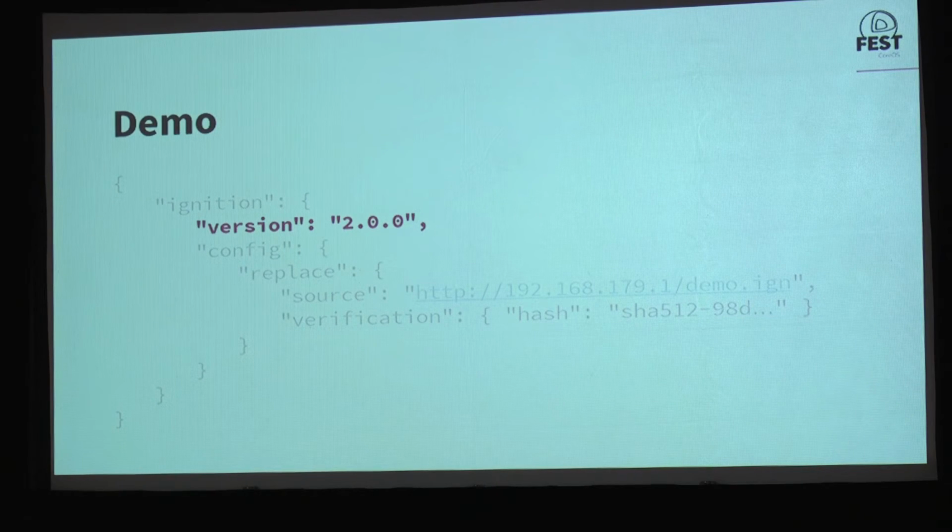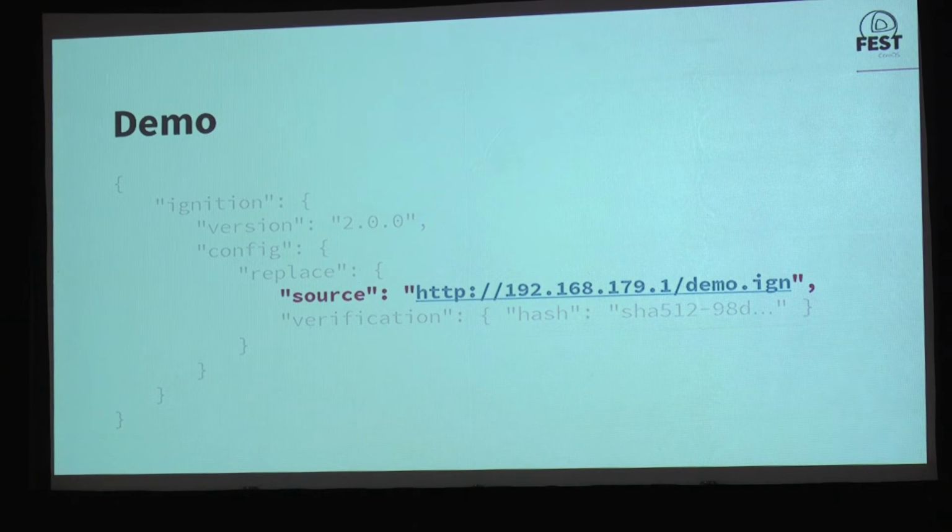Again, we specify this is version 2 of the Ignition config. And then we say we're going to modify this config, and we're going to replace the contents of this config with the contents you find at this source. Now, what we find at this source is the larger config we just walked through.